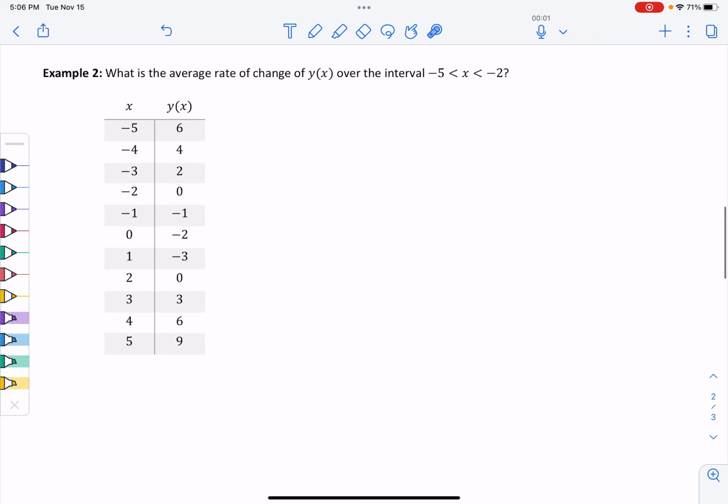So what is the average rate of change of y of x over the interval -5 is less than x, and, yes, x is greater than -5 and x is less than -2 is what I meant to say. What I was saying was correct, though.